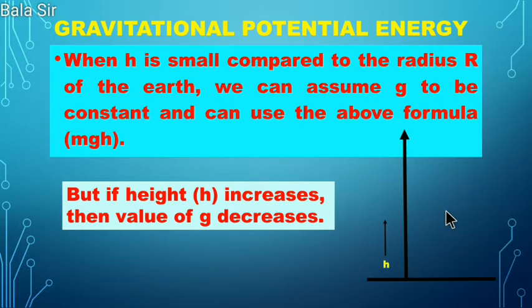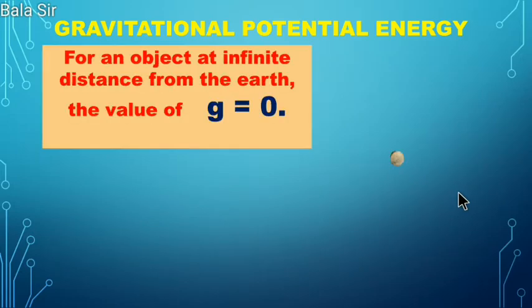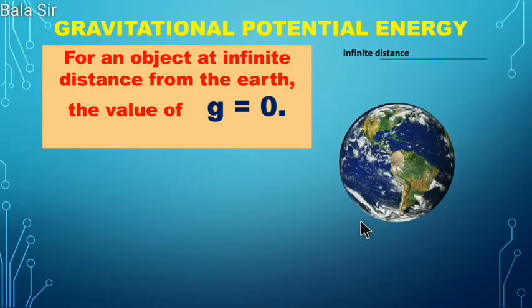You can see the clip over here. As we go higher and higher, the value of g decreases. For an object at infinite distance, you know what do you mean by infinite distance? Let's see a clip over here. This is the earth. This is an object. This is the infinite distance. The object is going higher and higher at an infinite distance. So for an object at infinite distance from the earth, the value of g here is 0.